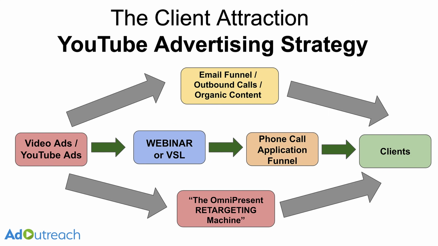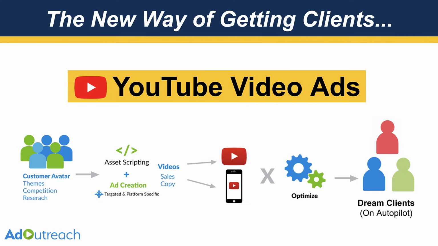As you can see here, this is the step-by-step funnel. It goes from your YouTube ads to your webinar or your training VSL to a phone call application funnel and then to clients. And then at the same time, you have your emails going out, your outbound calls, organic content, and in the background, you have your OmniPresent retargeting machine hitting those clients again and again and again until they ultimately convert. Now we're going to walk you through what everything looks like, how this works, but really this all goes into the new way of getting clients for your business, and that is with YouTube video ads.